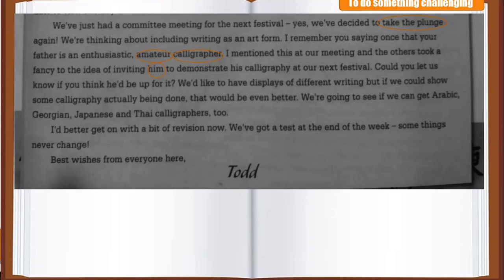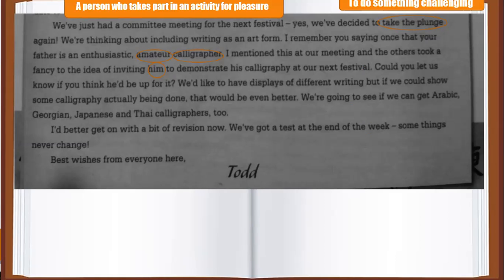So in this paragraph, we know about the committee meeting decision. They decided to have another festival. So we've just had a committee meeting for the next festival. Yes, we've decided to take the plunge. What do you mean by I decided to take the plunge? It means I decided to do something difficult or challenging. So we have decided to do something that is difficult or challenging, which is to make another festival. We are thinking about including writing as an art form. So they are thinking of having another event for the next festival, which is excellent writing. They want to include writing in the next festival as one of the main events.